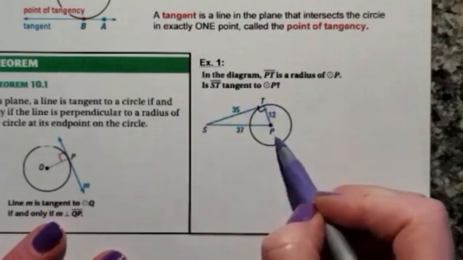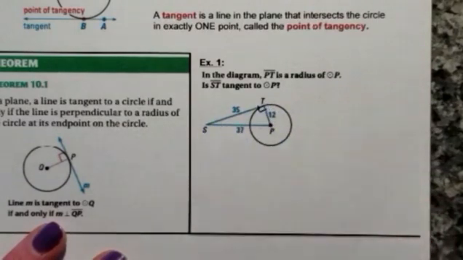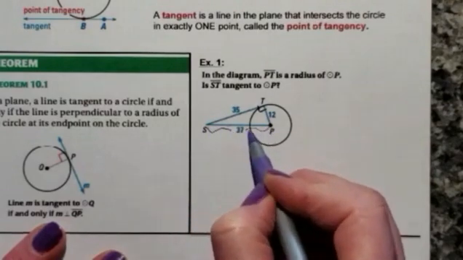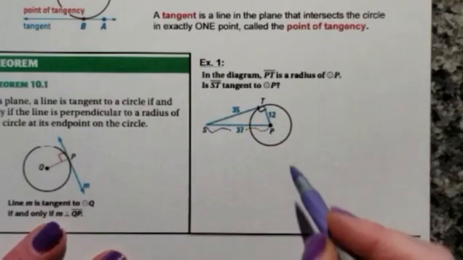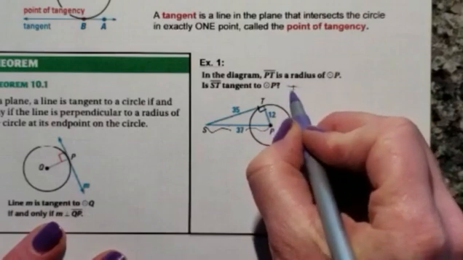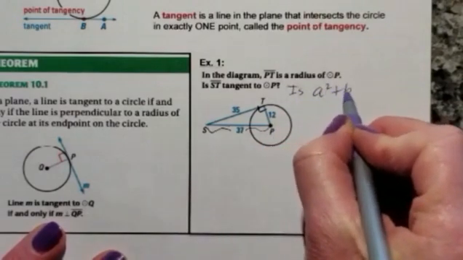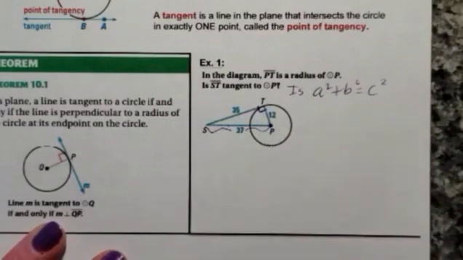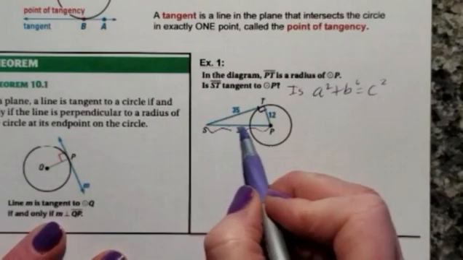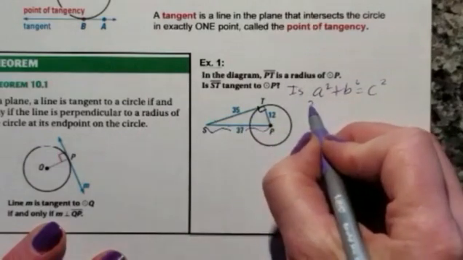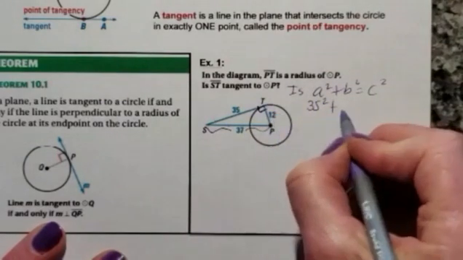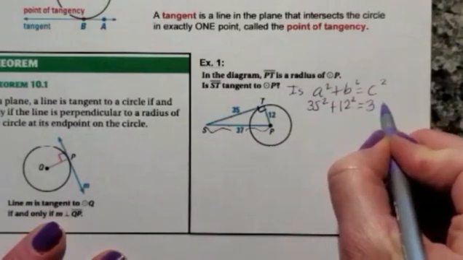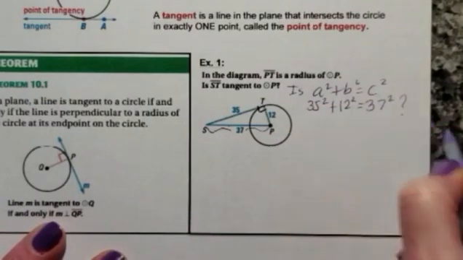And if it's perpendicular, then these three segments form a right triangle, where SP, which is 37, is the hypotenuse. So let's find out, is A squared plus B squared equal to C squared? And if it is, then this is a right triangle, and those two segments are perpendicular. So A in this case, we'll let it be 35, one of the legs, and the other leg is 12. And the hypotenuse is C, 37.